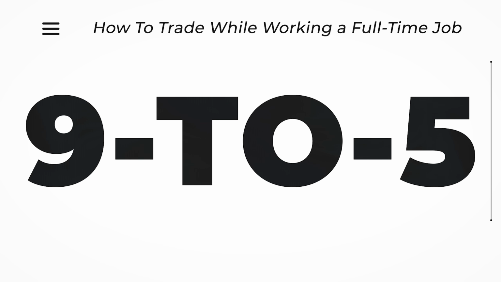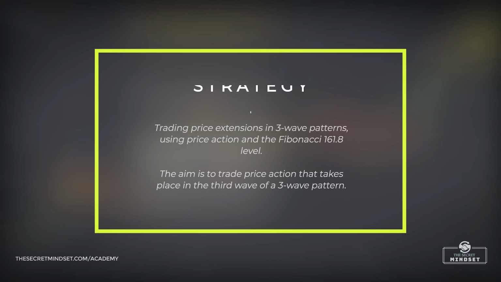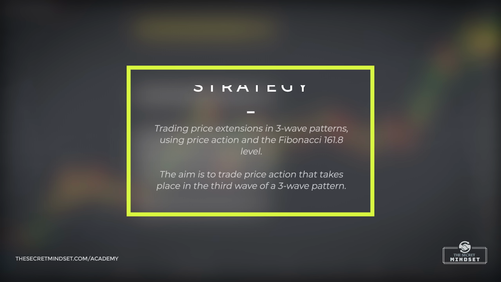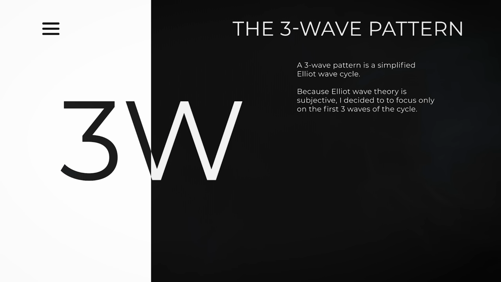So let's get started. The strategy involves trading price extensions in a 3-wave pattern, only using price action and the Fibonacci 161.8 level. Our aim is to trade price action that takes place primarily in the 3rd wave of a 3-wave pattern. A 3-wave pattern is a simplified Elliott wave cycle.